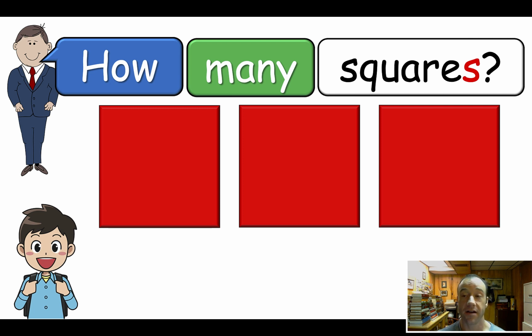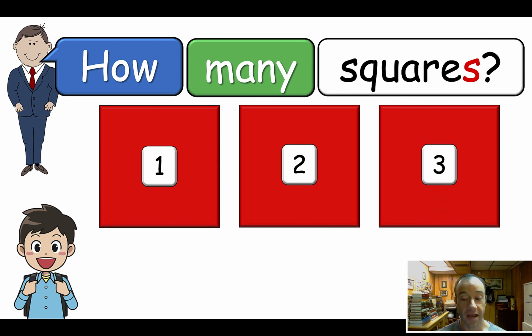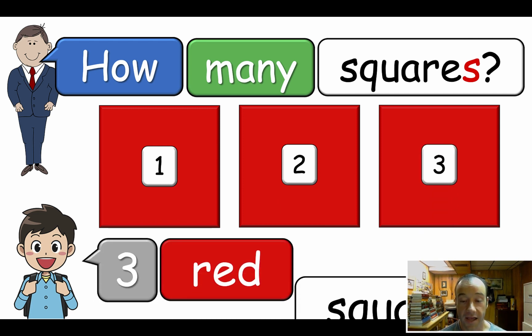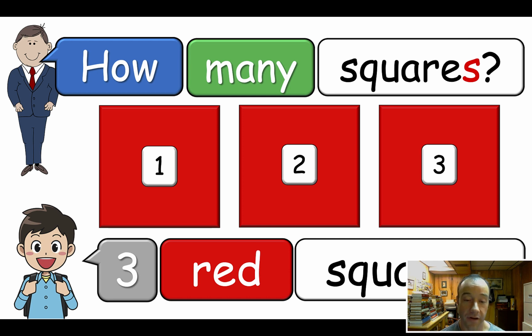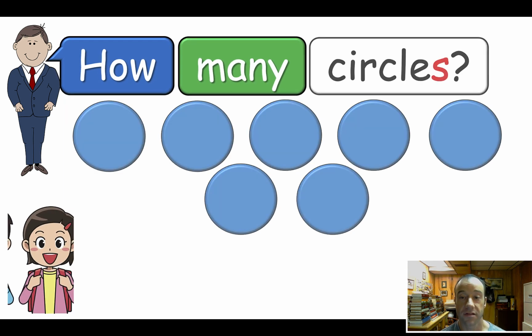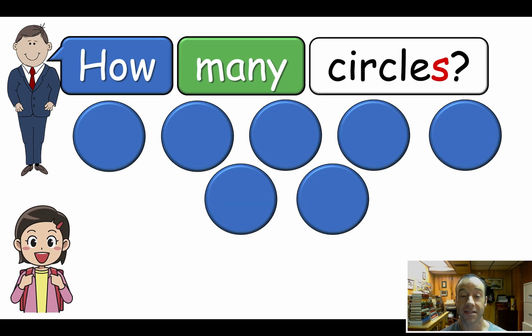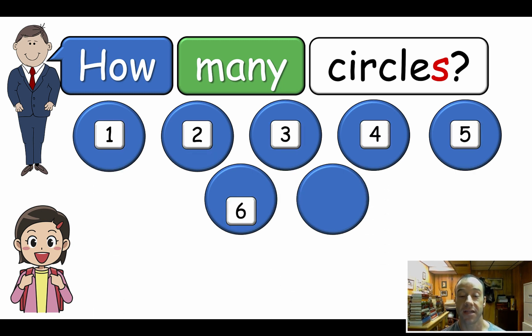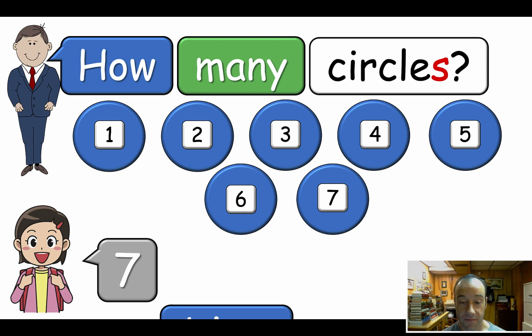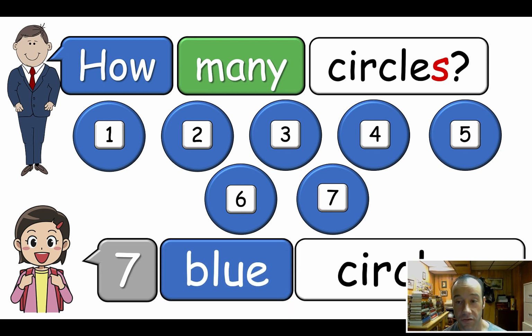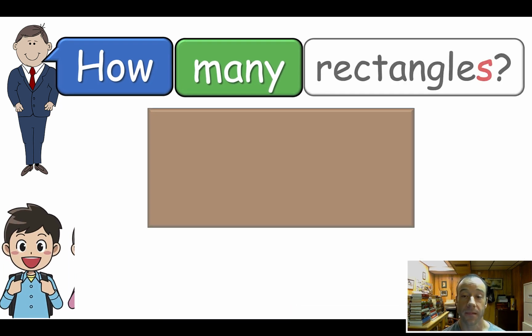How many squares? Have the class say it. Call on a student, see if they can do it. They count 1, 2, 3. Okay, 3 red squares. How many circles? Let's count together. 1, 2, 3, 4, 5, 6, 7. 7 blue circles.